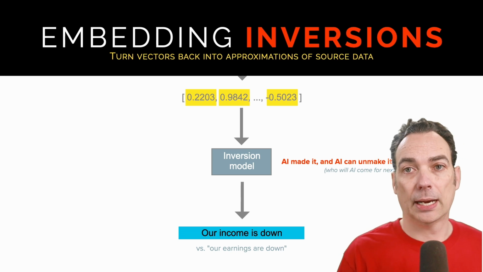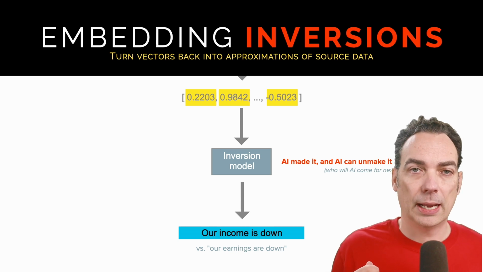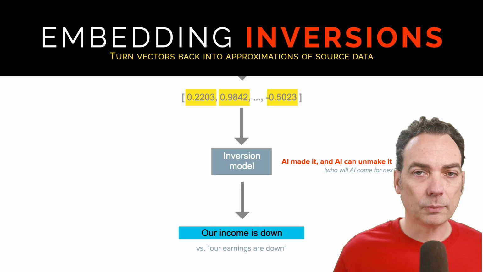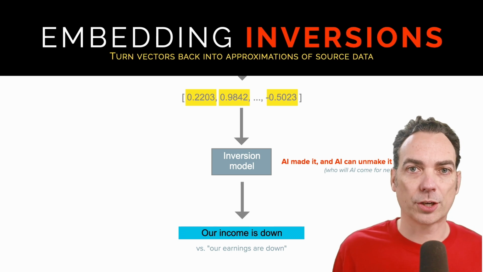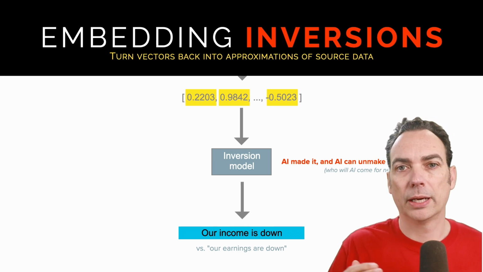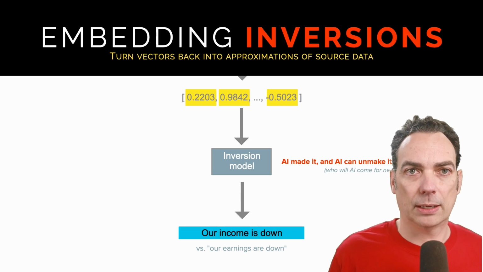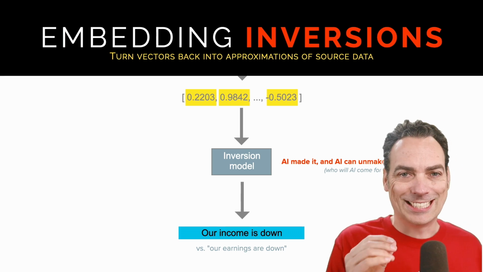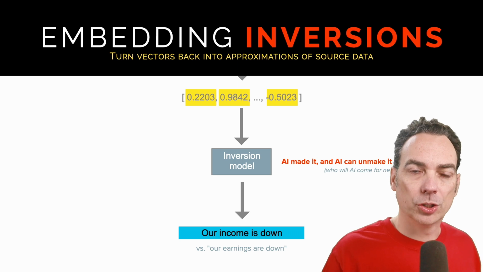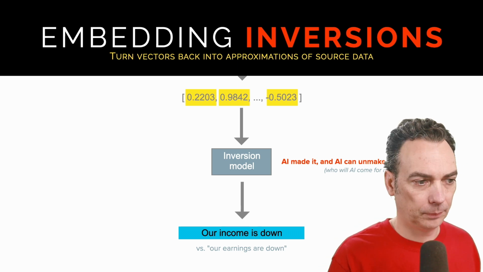Basically, AI can invert it. This is called an embedding inversion attack. And it results in something that's an approximation of the original. So "our earnings are down" might turn into "our income is down." But whether it's exactly right or not, it will be largely semantically the same.